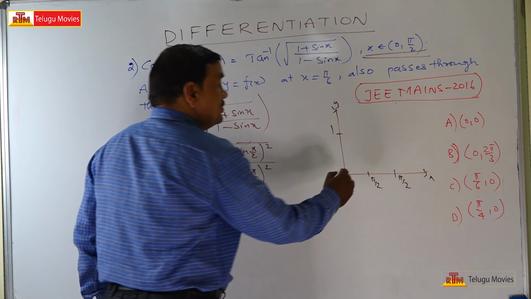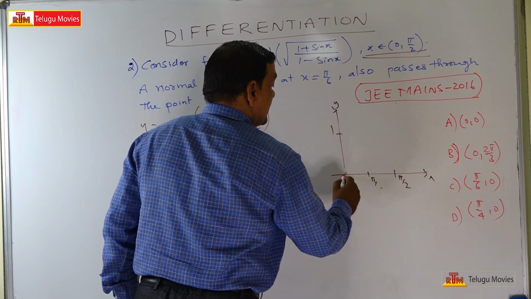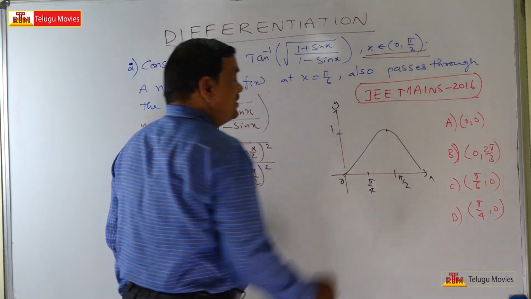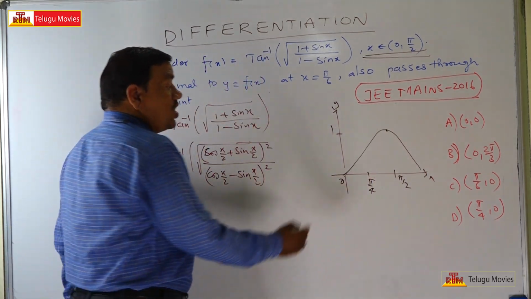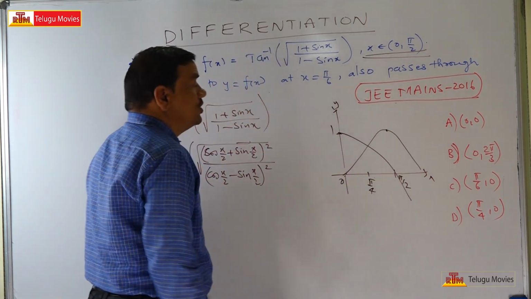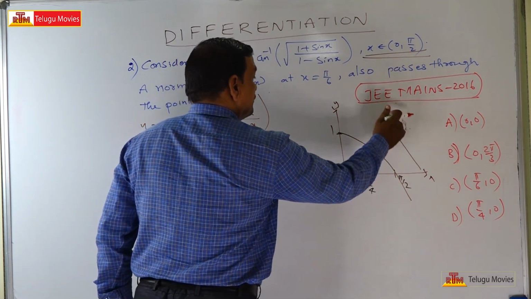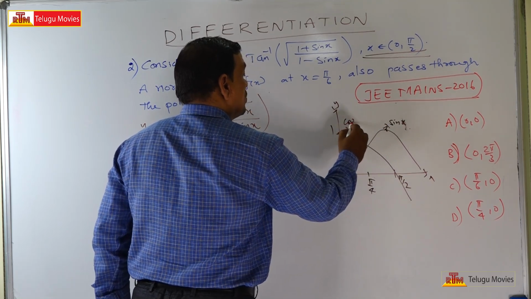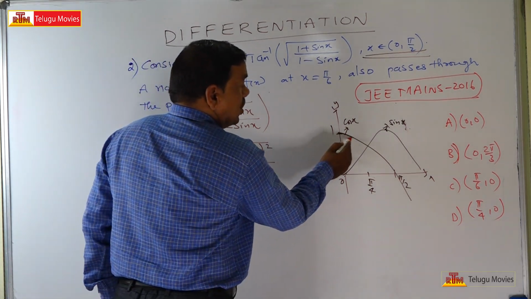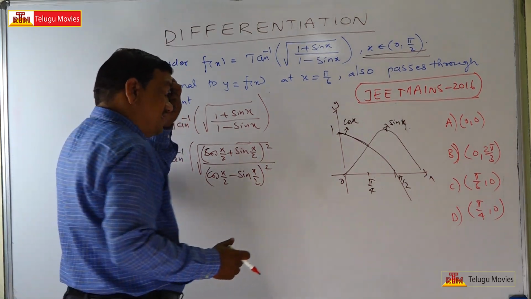First the sine curve. Sine 0 is 0, and sine pi by 2 is 1. Again the cos curve: cos 0 is 1, and again cos pi by 2. Okay now, so this is the sin x curve, and this is the cos x curve. What do you observe here? The x by 2 curve is also the same. Sin x and cos x curves we can take as they are.